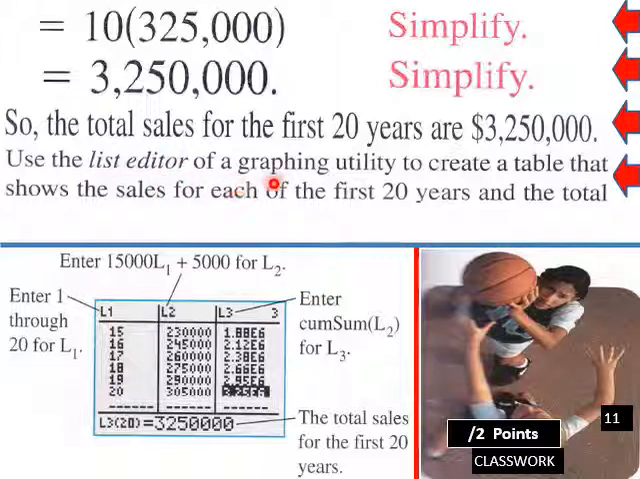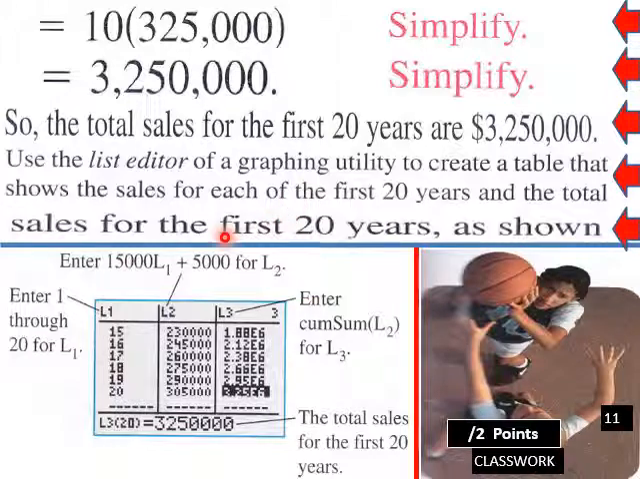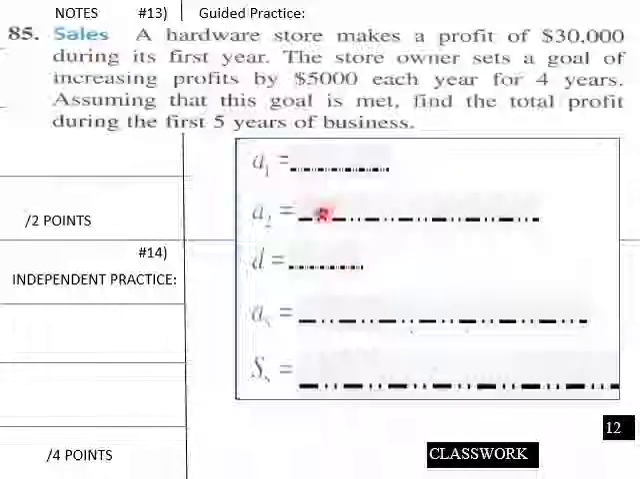Use the list editor of your graphing calculator to create a table that shows the sales for each of the first 20 years. Here would be your table, and the total sales for the first 20 years is shown, and that comes out to that number as well.